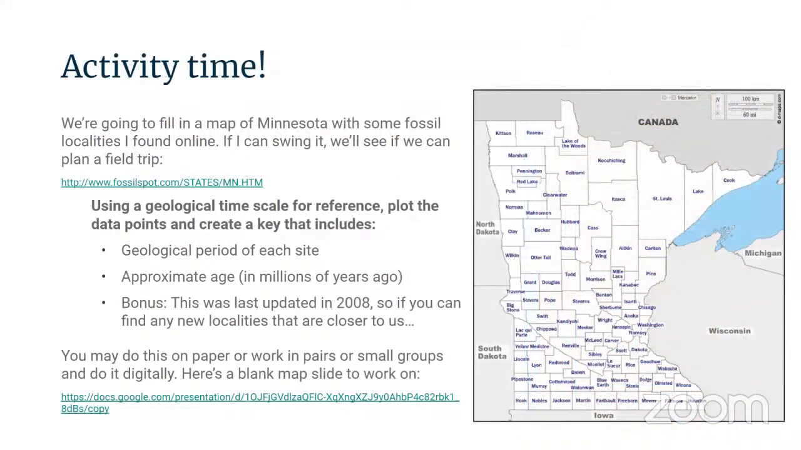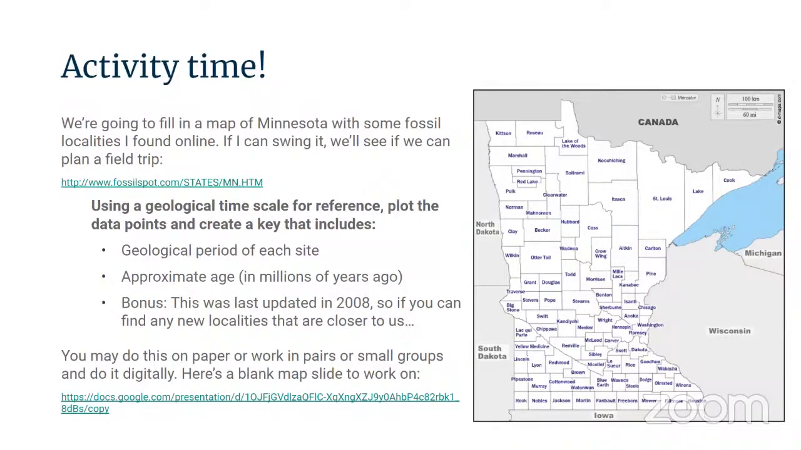So we're now going to do an activity to get used to referencing this. And also, this could be fun, definitely fun for me, maybe fun for you guys. I found an old list of fossil localities, so places they found fossils within Minnesota, and I pulled up a map of Minnesota. We're going to use our timescale for reference and plot them all onto our map. Make a little key so that we know the geological period, how many years old that is, the approximate age, and we're going to find out what's closest.